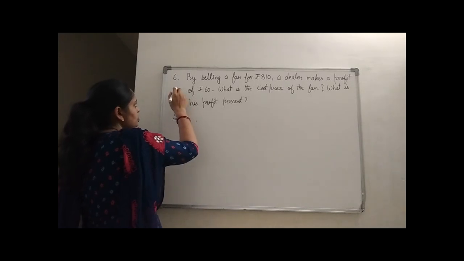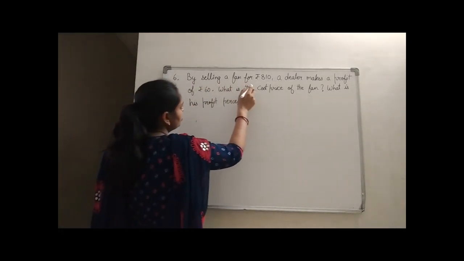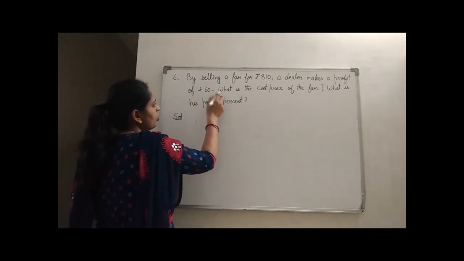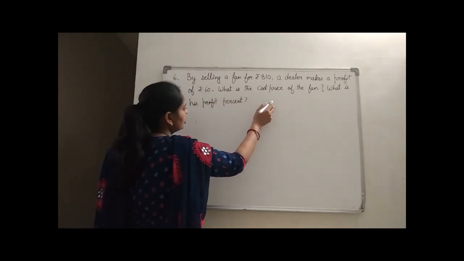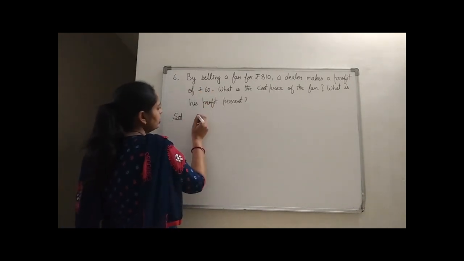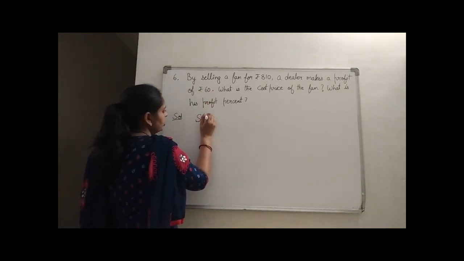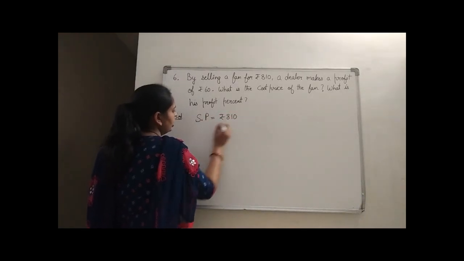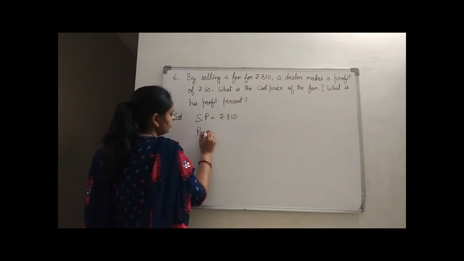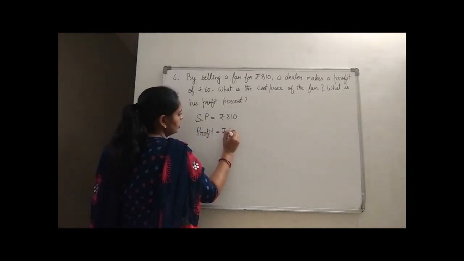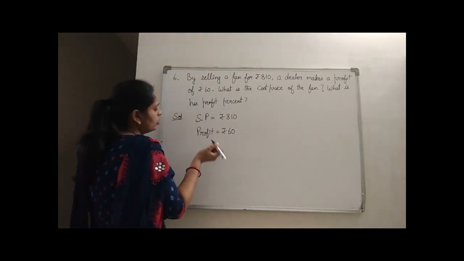Now, see the sixth question. By selling a fan for rupees 810, a dealer makes a profit of rupees 60. What is the cost price of the fan and what is his profit percent? Now, by selling is given, so selling price we are having as rupees 810 and profit he is getting as rupees 60. Right? Now we have to find the cost price.